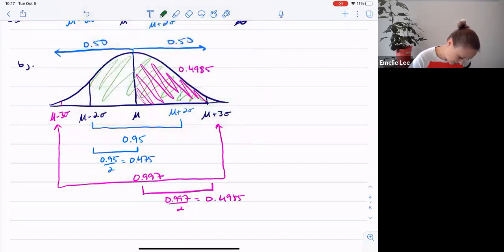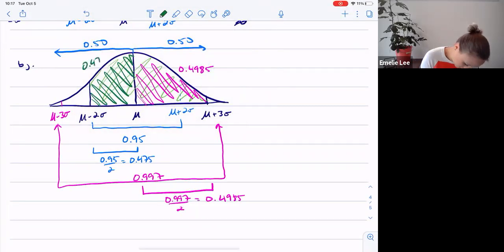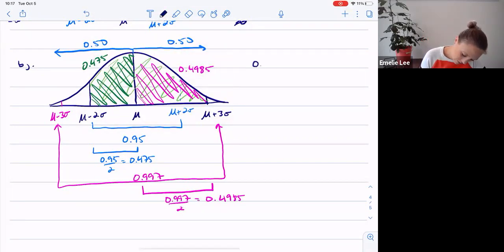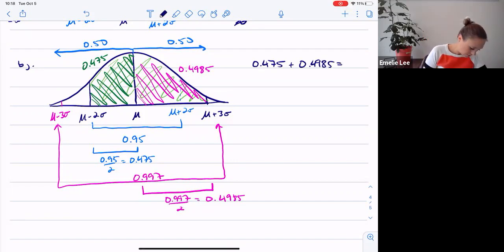I'm going to use a different color here because this was worth 0.475. So then the area that I want is the sum of those two. So then I can say 0.475 plus 0.4985 is 0.9735.